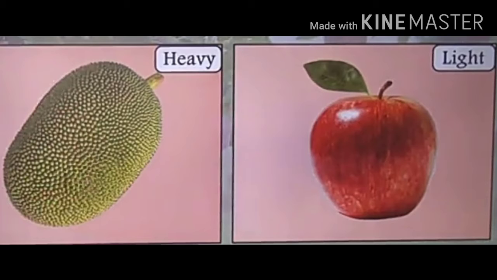Students, as we know, everything around us is made up of matter. So the amount of matter is more in the jackfruit and it is less in the apple, which is a smaller one. So that's why we require a lesser amount of effort to push or to lift an apple in comparison to a jackfruit.